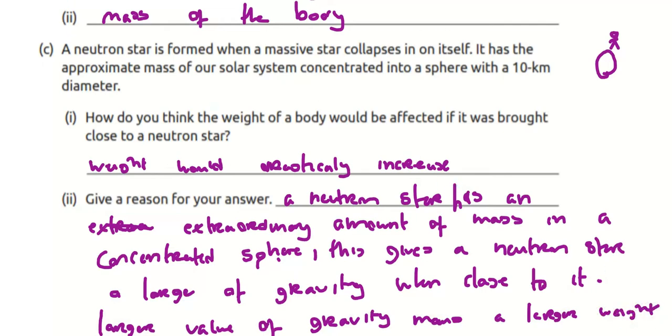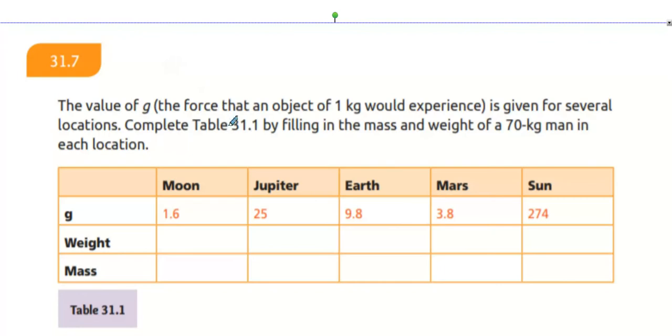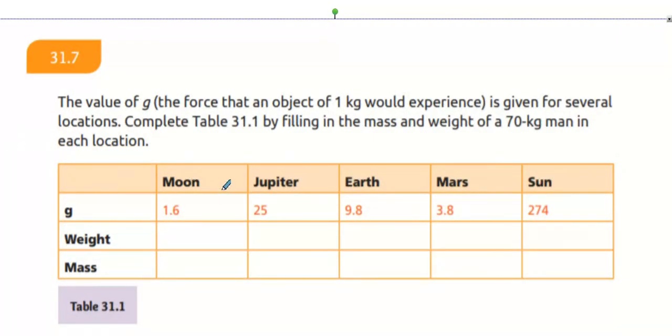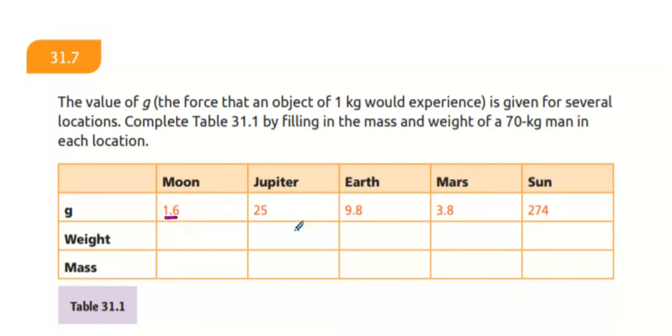Okay, guys. All right, let's keep going. We're given the value of gravity on each of the following planets, and the mass of the man is 70 kilograms. No matter what planet you're on, you're always going to be 70 kilograms, unless you do lots of exercise and decrease the amount of matter in your body. However, the weight is different.